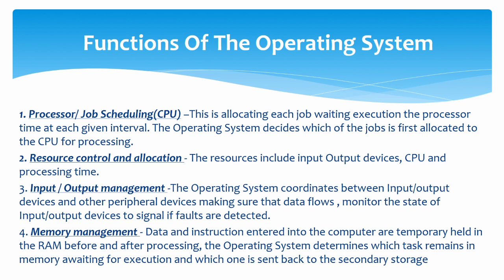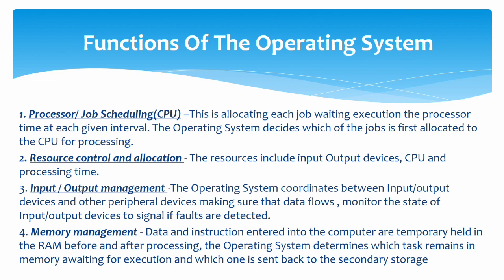So the operating system has functions. One of the functions is arranging or scheduling your work: how the processor will pick a job, execute it, at what interval, and how these jobs will be allocated for processing. Will the processor process this and move to another? That idea of scheduling work that you could be doing with your computer is done by the operating system. That is job or processor scheduling.